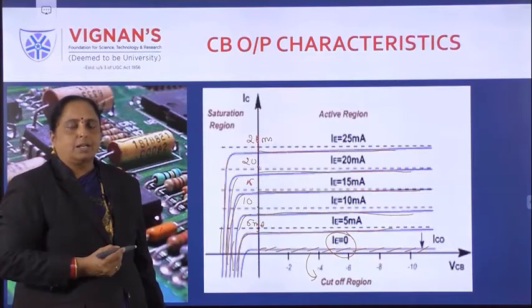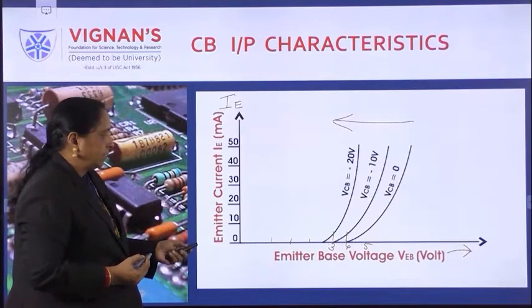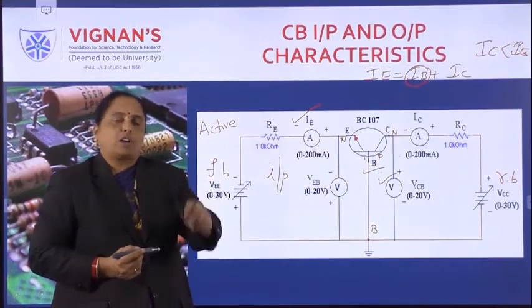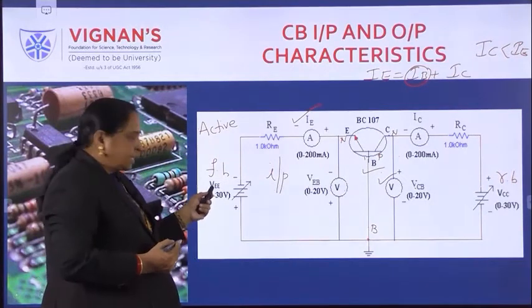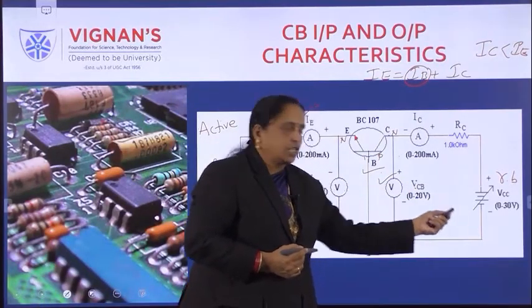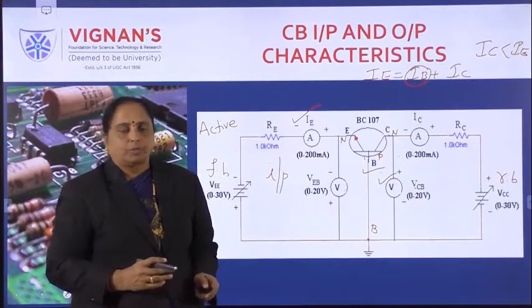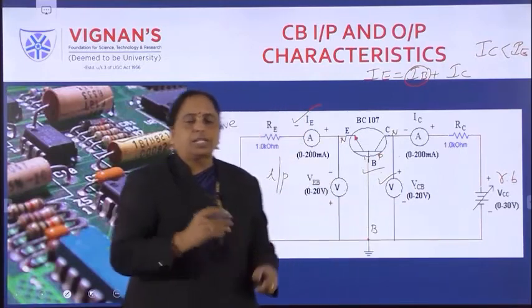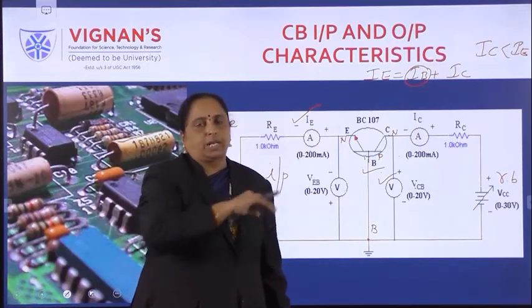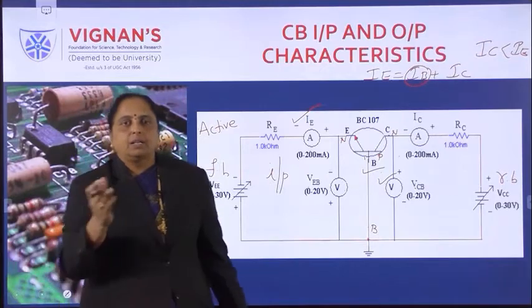Next, let us discuss the saturation region. What is meant by saturation region here? Saturation means both emitter junction and collector junction must be under forward bias condition. Already this is under forward bias condition and this is under reverse bias. How to bring this into forward bias condition? Less reverse bias means positive. Suppose initially the reverse voltage is minus 20, then it is increased to minus 30, then to minus 40. If you reduce the reverse bias, that can be considered as positive.